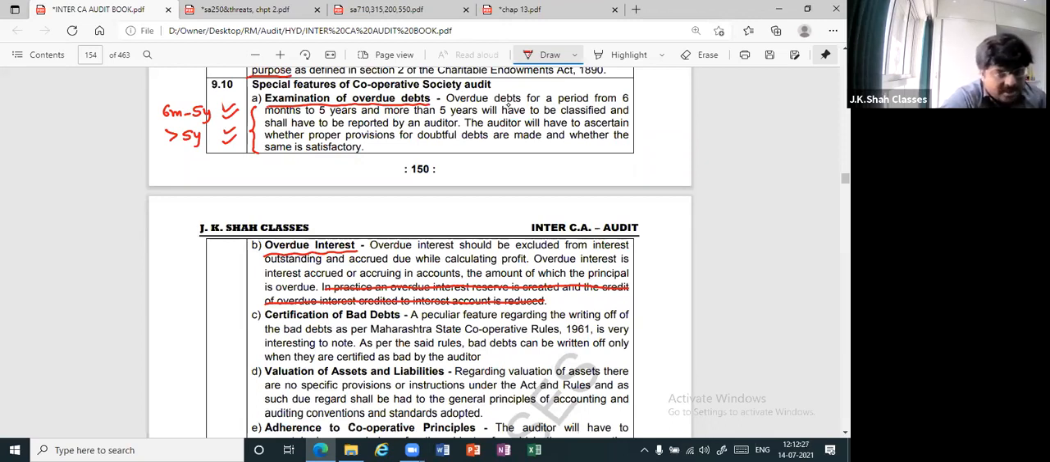Can I say that overdue interest has to be shown separately? It should not be shown with the interest which is normal income, because ultimately it is overdue. So it should be shown as a separate line item. In the P&L, there will be interest income, which is normal, not on overdue debts, and next will be the interest which is on overdue debts.